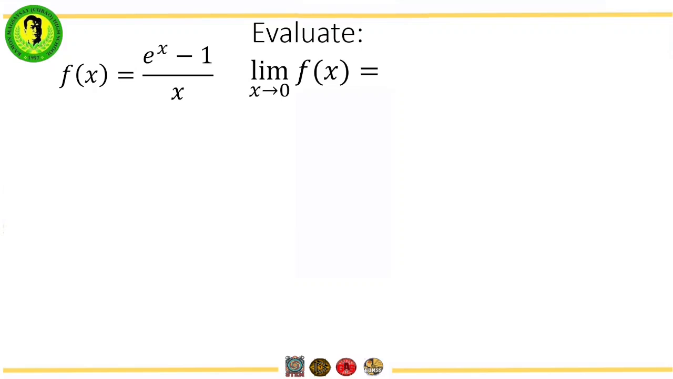So using direct substitution, e raised to 0 is 1, minus 1 is 0, over 0, right? So it will give us indeterminate. When we have an indeterminate answer, we must find another way of finding its limit. So we can use table of values, right? What else? Using graph. Yeah.